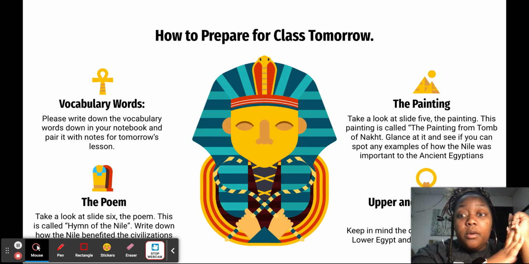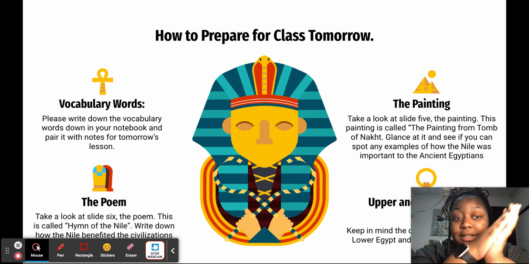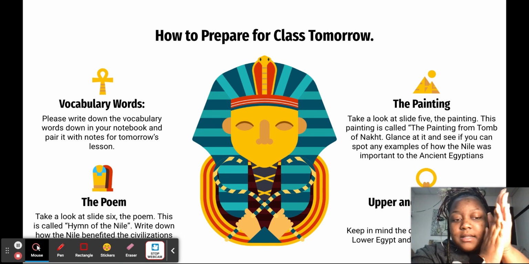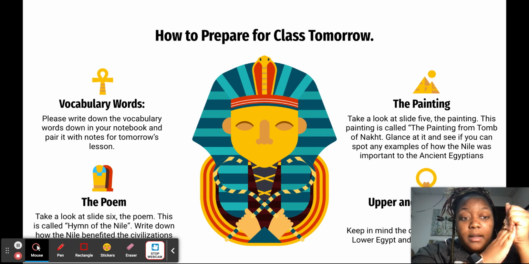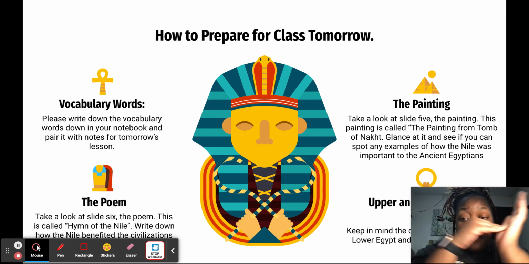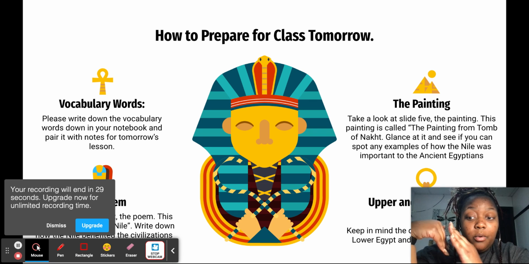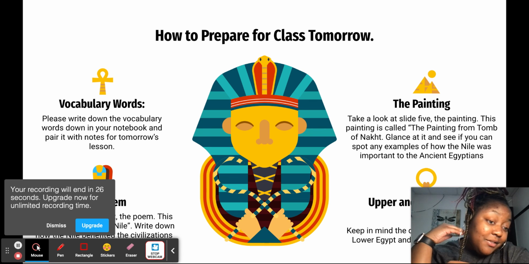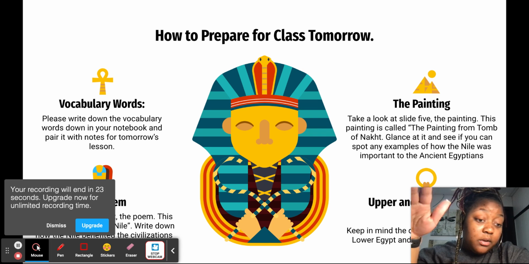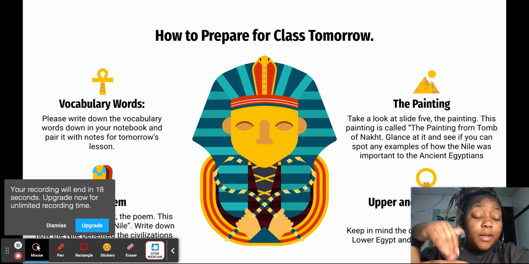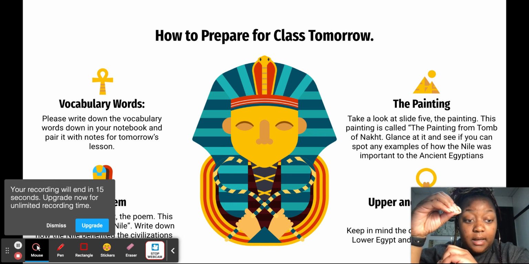How to prepare for class tomorrow. I want you guys to go back, look at your vocabulary words, write them down in your notebook and pair them with notes for tomorrow's lesson. Also, the painting, just glance at it to see how you could tell the Nile was important to ancient Egyptians. Also, the poem. Look at slide 6. The poem is called The Hymn of the Nile. Write down how the Nile benefited the civilizations. Also, instructions are on the same slide as the poem, which is slide 6. Also, notice the difference between Upper and Lower Egypt. Keep in mind the differences of the civilizations, okay?